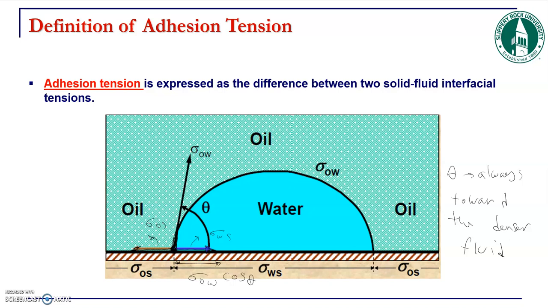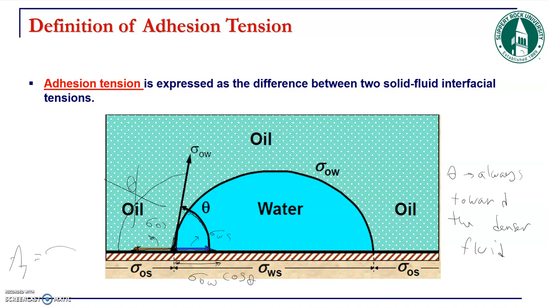Water 99% of the time is heavier than our oil, so it could be different, but we assume in the next few slides that water has higher density than oil. In this case, when we measure the angle theta, we have to go always toward the water. So this is our theta. This is not our theta, because this is toward the oil phase, not toward the water phase. So this is not theta. Anyway, if we write the force balance, we define a parameter which is called adhesion tension, and we show it with AT.